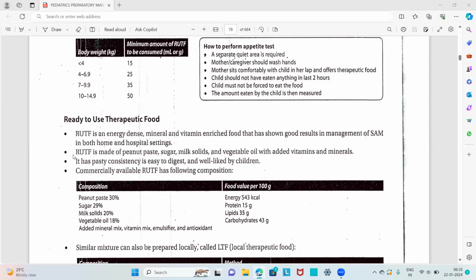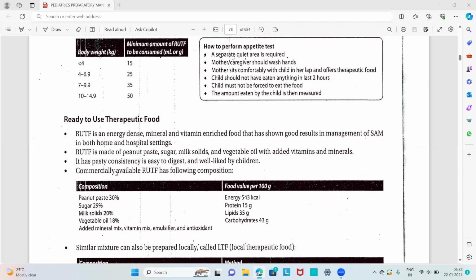The ready-to-use therapeutic food is made up of peanut paste, sugar, milk solids, and vegetable oil with added vitamins and minerals. It has a pasty consistency, is easy to digest, and is well liked by the children.